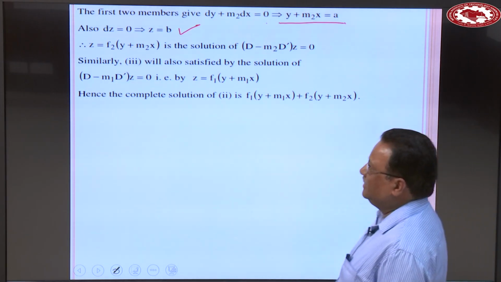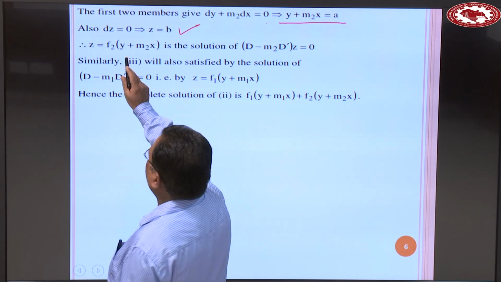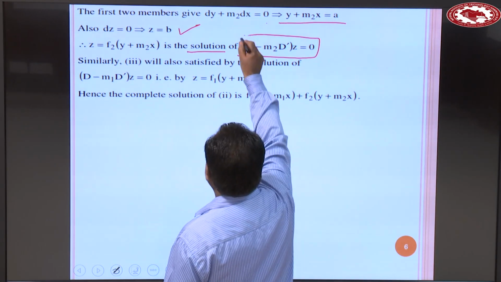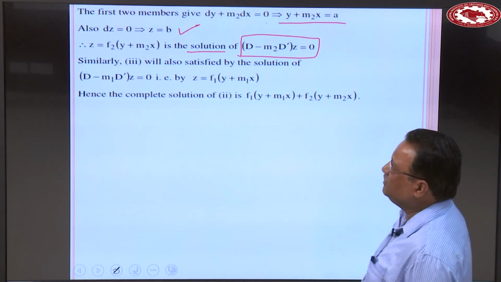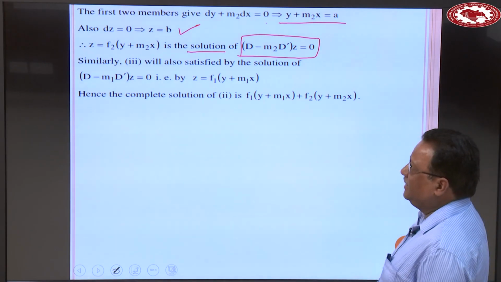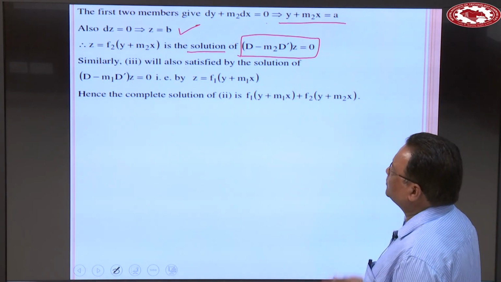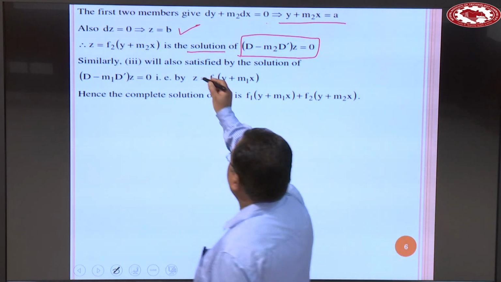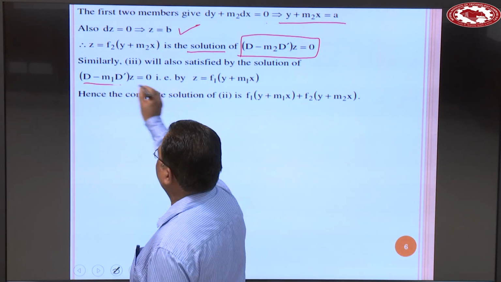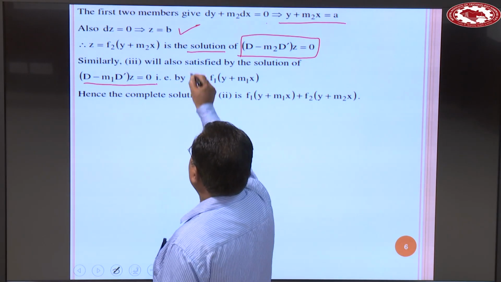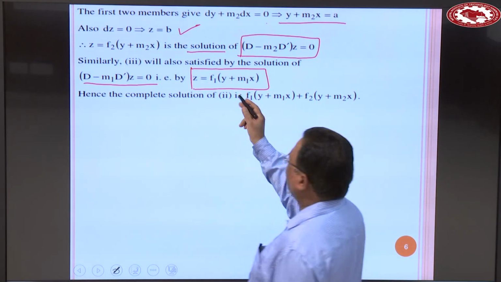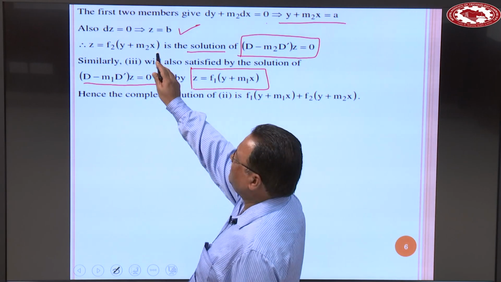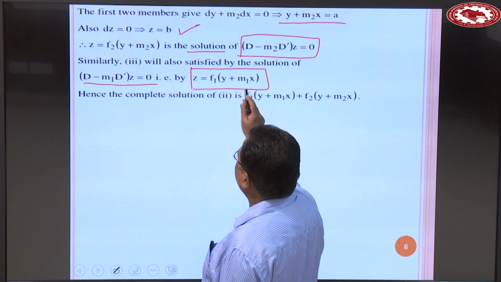This means that z = f2(y + m2 x) is the solution of this differential equation. Similarly, the third will also satisfy the equation, and that gives z = f1(y + m1 x). So z = f2(y + m2 x) and z = f1(y + m1 x) are two solutions.